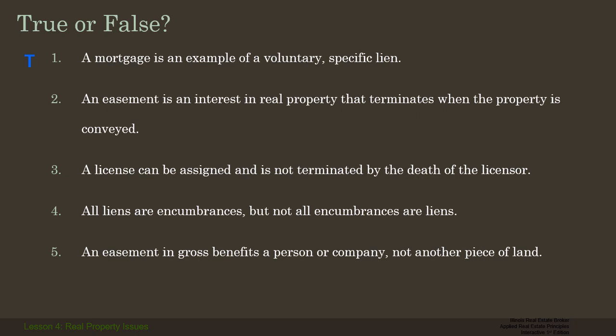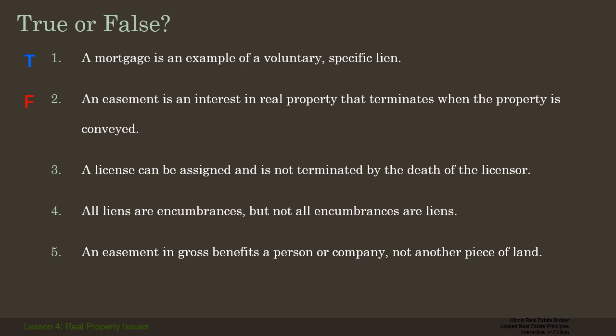An easement is an interest in real property that terminates when the property is conveyed. No, it stays on the property. So if somebody goes to buy a parcel of property, you better be aware of any easements that encumber that property, because they're going to apply to you as well when you purchase the property.